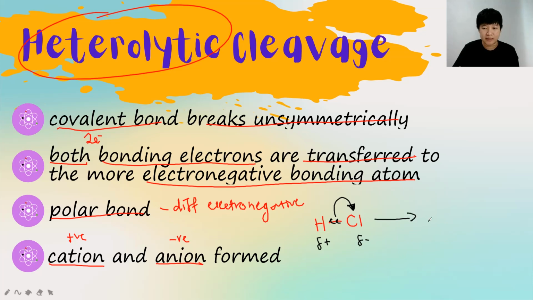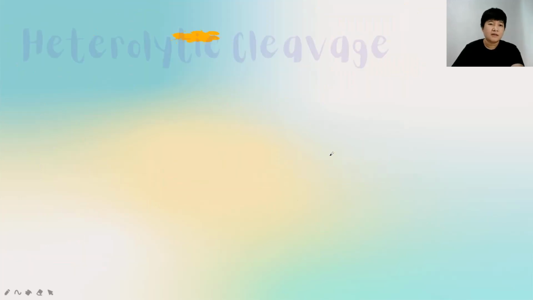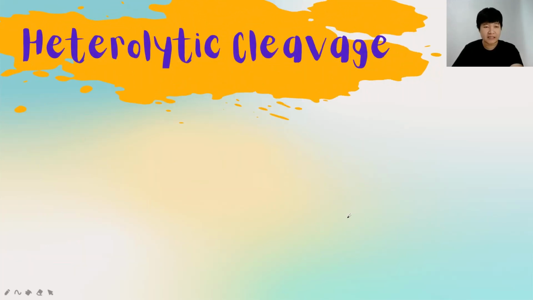And what are you producing? You'll be producing your cation H+, and also you'll be producing your Cl- anion. Because hydrogen loses the electron, that's why it becomes positive. Chlorine accepting the electron, that's why it becomes negative. So that is your cation and anion. And that is your heterolytic cleavage. Let's look at more examples of heterolytic cleavage. I can have something like this. Okay, 3 hydrogens on a carbon with a Br.